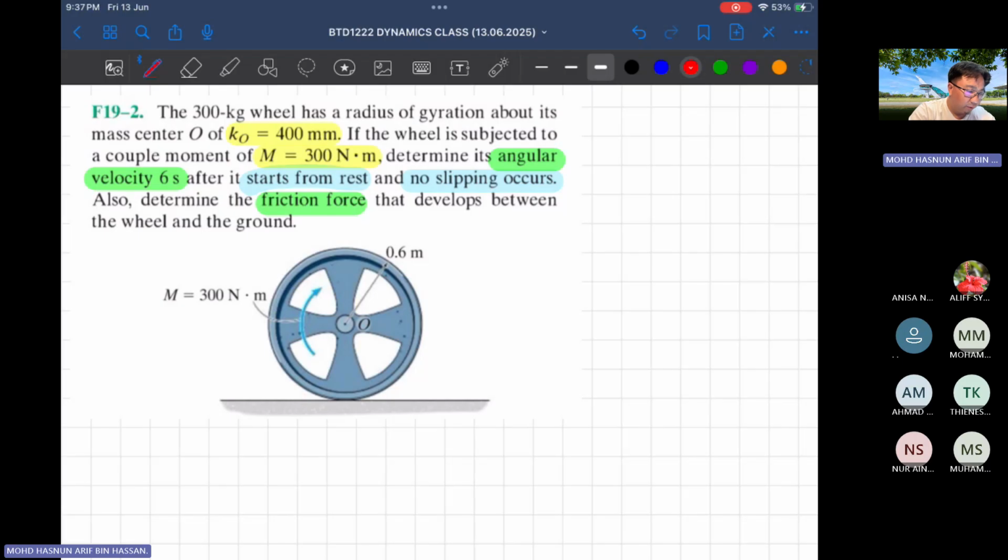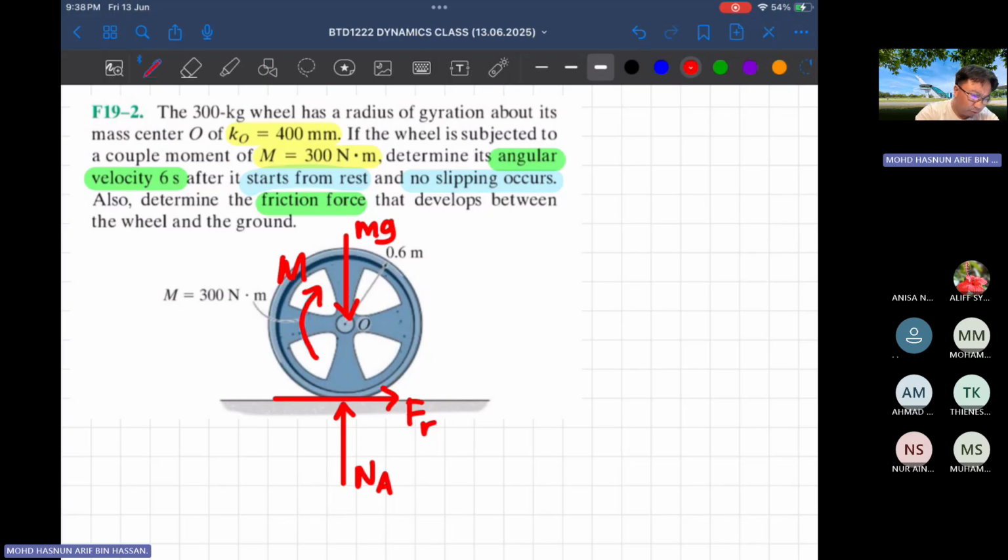Let's draw first the free body diagram of this wheel. When the wheel is rotating, you will have mg, which is pointing down. You will also have a normal force, NA, at the bottom. You have the 300 Newton meter moment here. And we also have the friction force. Because of the rolling of the wheel, the friction will be pointing to the right. So these are four forces that are currently acting on the wheel.